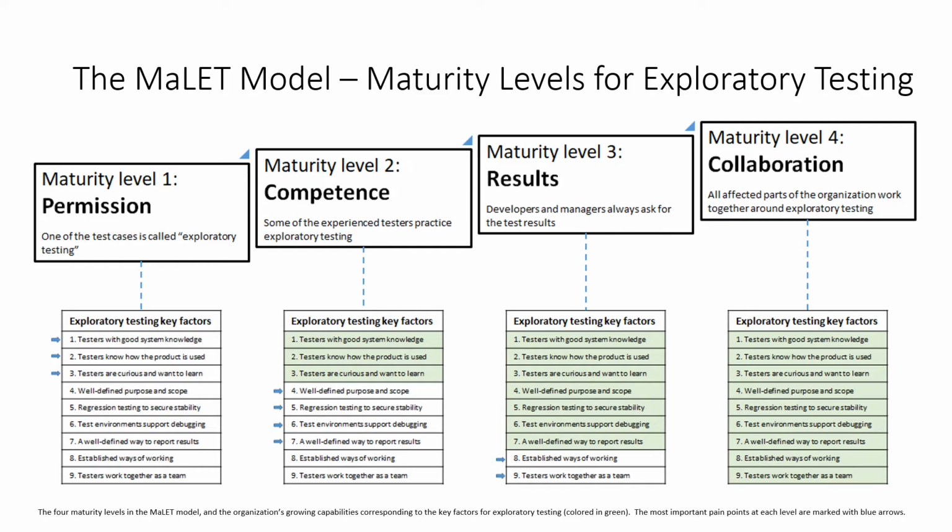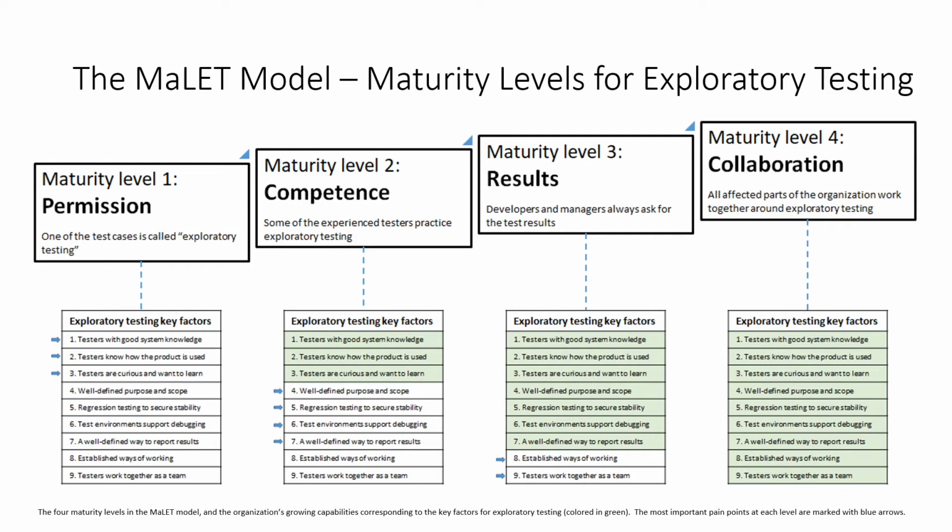The third level is results, where a pull emerges in the organization. Insights from exploratory testing are actually asked for and valued by, for instance, developers and managers. Fourth, what we label collaboration, where all affected parts of the organization work together around exploratory testing. It's no longer something individual testers do by themselves, but it's a joint collaborative activity spanning disciplines and product domains.